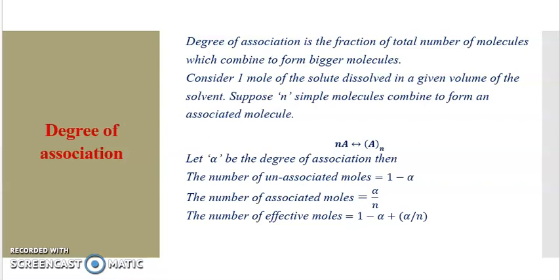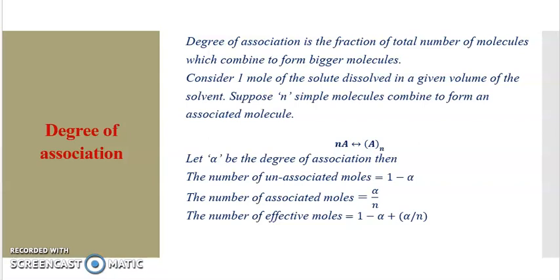Then, degree of association. What is meant by degree of association? It is the fraction of the total number of molecules which combine to form a bigger molecule, and it can be represented as alpha. Out of the total number of molecules, how many molecules are associated? That is the degree of association.